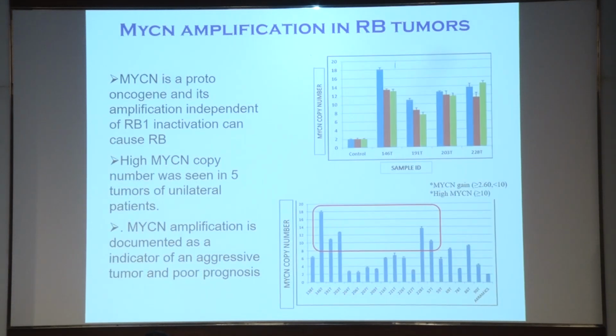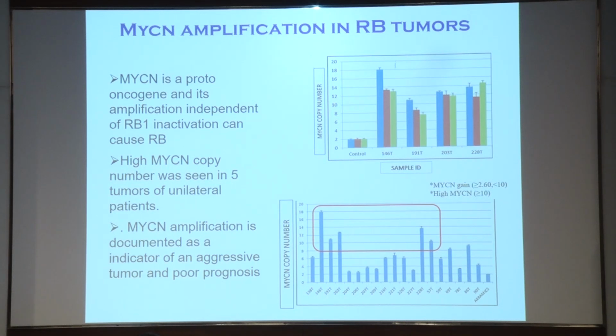The next one is the MYCN amplification. This is a proto-oncogene and its amplification is independent of the RB1 inactivation. This per se can cause RB. So the MYCN amplification without any mutation can cause RB. High MYCN copy numbers were seen in about 5 of our tumors of unilateral patients. Please remember, these are unilateral patients. Often we are told that unilateral patients do not pass on the tumor to the offspring, or that it need not be inherited. It's not true. I'll show you examples.